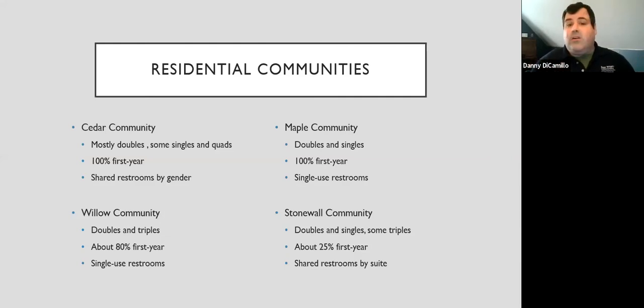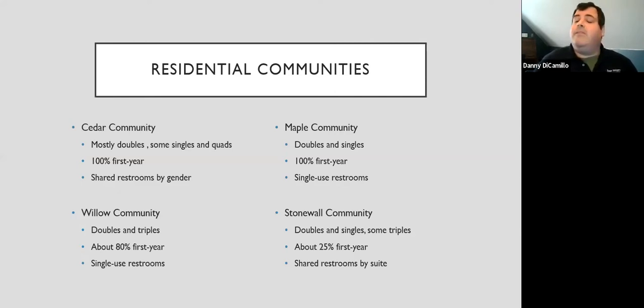If you're looking for a single, Maple may be more your fit. Whereas if you're looking for an opportunity to share a big hallway, I know Kevin and Mac have both been RAs in those buildings in Cedar Hall, so they can talk about that. Willow is mostly doubles and triples.